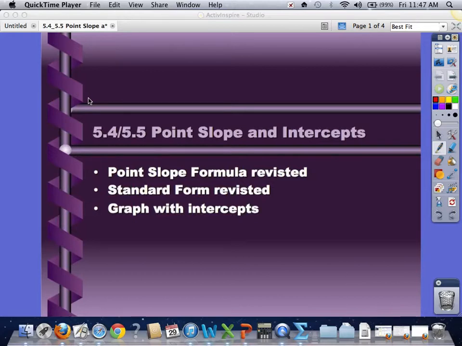5.4, 5.5, point slope and intercepts. We're going to relook at the point slope formula and look at it a little bit different way, and then we're also going to look at the standard form again and graph with the intercepts. So we'll be able to graph several different ways from now on. All right, let's get started.